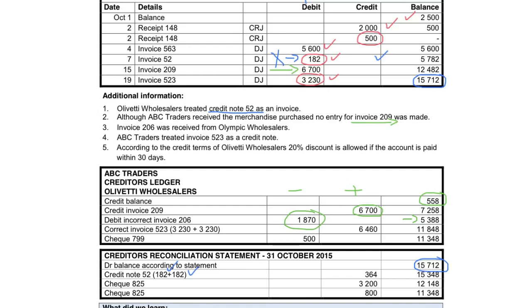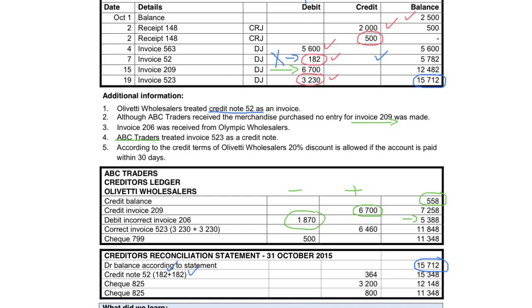ABC Traders issued invoice 523 and it was treated as a credit note. Okay, again, who made the mistake? The invoice was treated as a credit note by ABC Traders. So the mistake was made in the books of ABC Traders. So because the mistake was made in the books of ABC Traders, it will have to be corrected in the creditor's ledger.